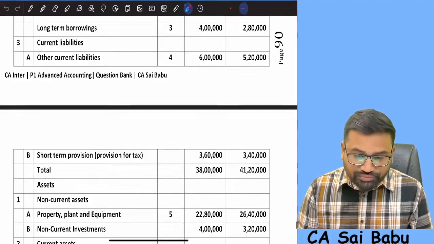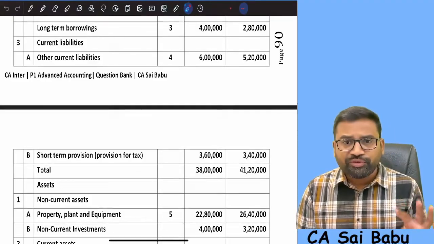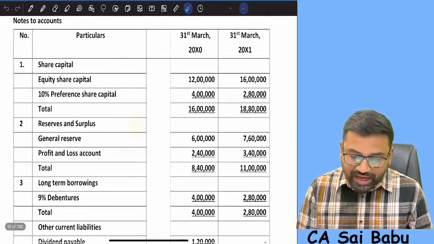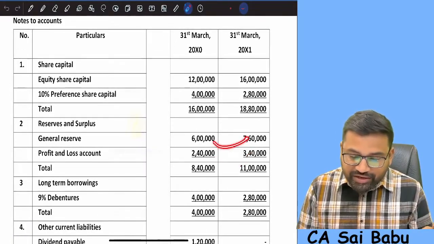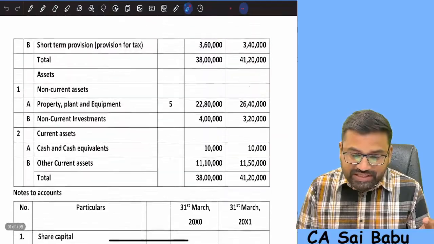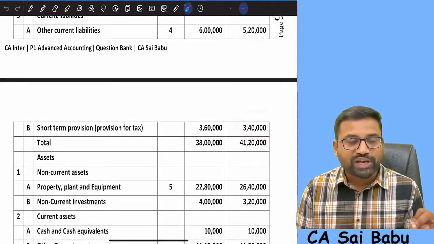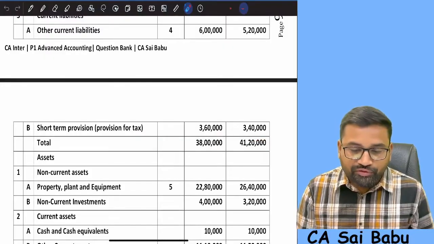So in this question, to ascertain net profit before tax, the difference between the P&L accounts, that is 1 lakh. For this we need to add a transfer to general reserve 1.6 lakhs and we need to add the closing provision for tax 3.4 lakhs. So you will get net profit before tax.